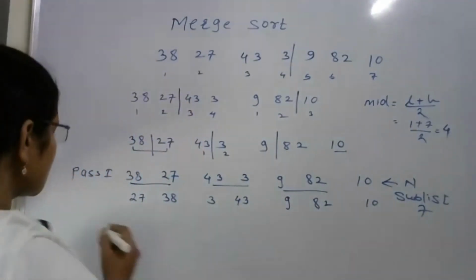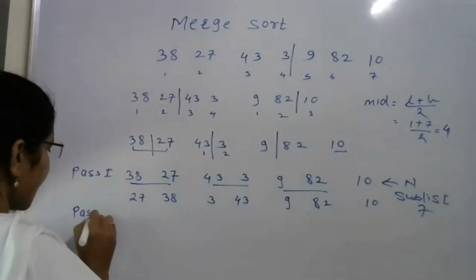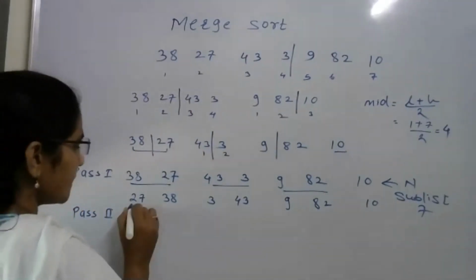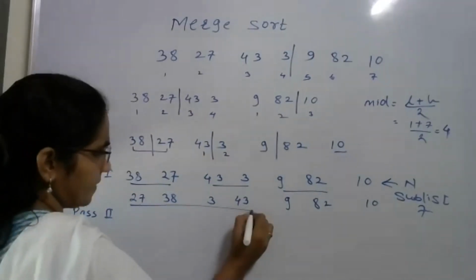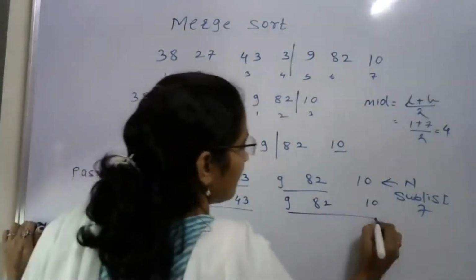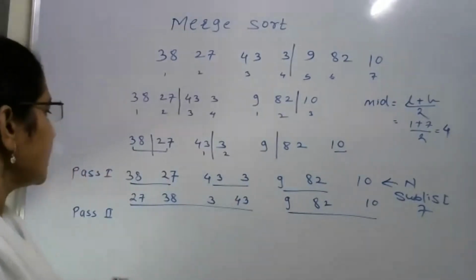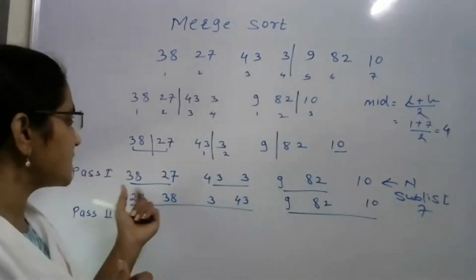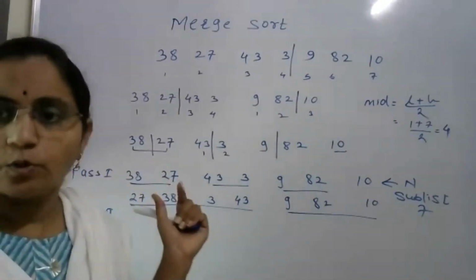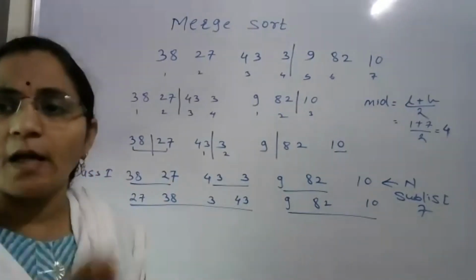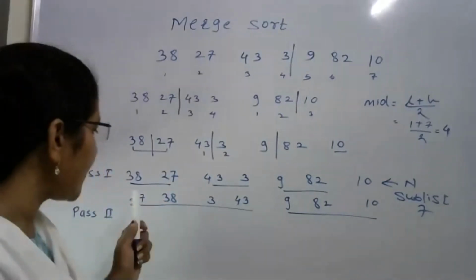Now at pass 2, this is pass 1. At pass 2, you have to combine the pairs of pairs. Means in the first pass, you just combine two elements to make a pair. At the second pass, you have to combine the pairs of pairs.